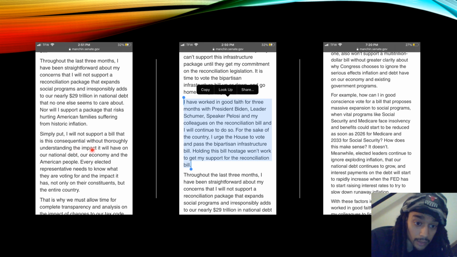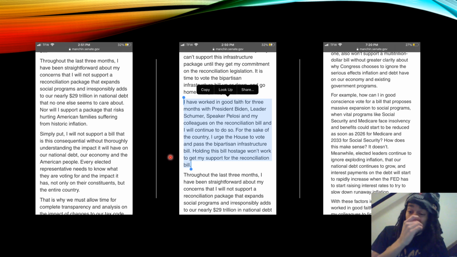Simply put, I will not support a bill that is consequential without thoroughly understanding the impact it will have on our national debt, our economy, and the American people. Every elected representative needs to know what they are voting for and the impact it has not only on their constituents but the entire country. Wow. And this is him. This is his website, as you can see up here. So, and then we're going to read this one.